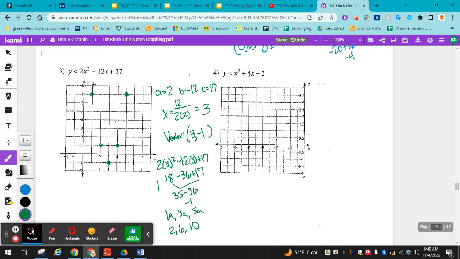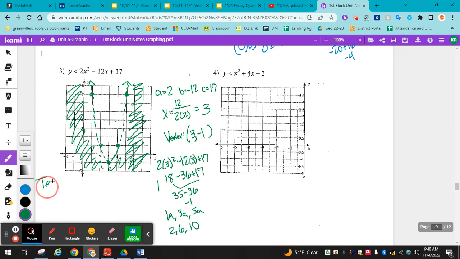So the new part, it's less than, so it's dotted lines. So any points on this parabola are not a solution to the equation. Less than is below, but now that my graph is opening up, below is outside my parabola. So all of the points outside my parabola are a solution.